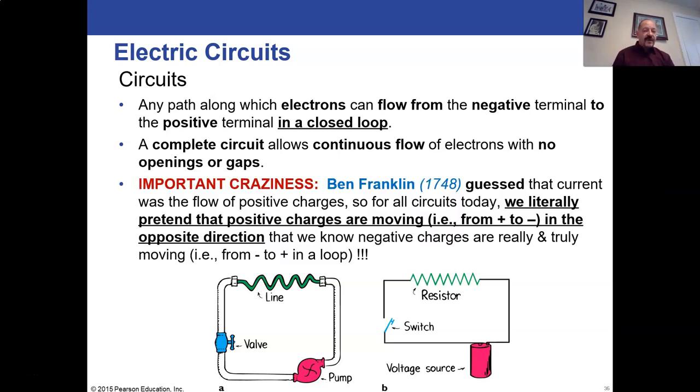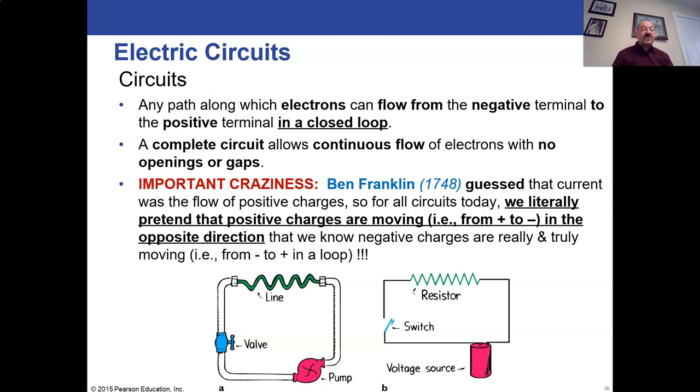Now, just a little important craziness. I hinted at this once before. Ben Franklin in 1748 had determined that there are two kinds of charge, and he had to name them. So he named them positive and negative, but the question is which one is positive and which one do you call negative? He named one positive and one negative, but he guessed that when electricity was flowing, it was the positive charges doing the moving, not the negative charges.